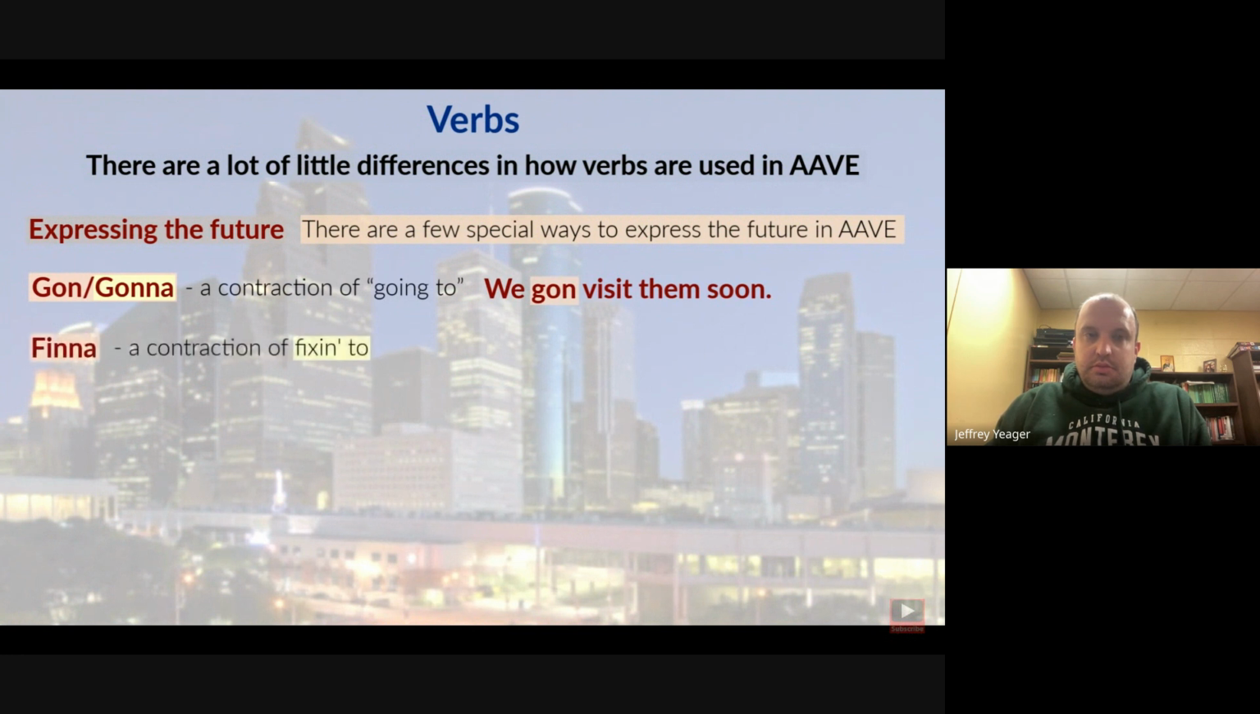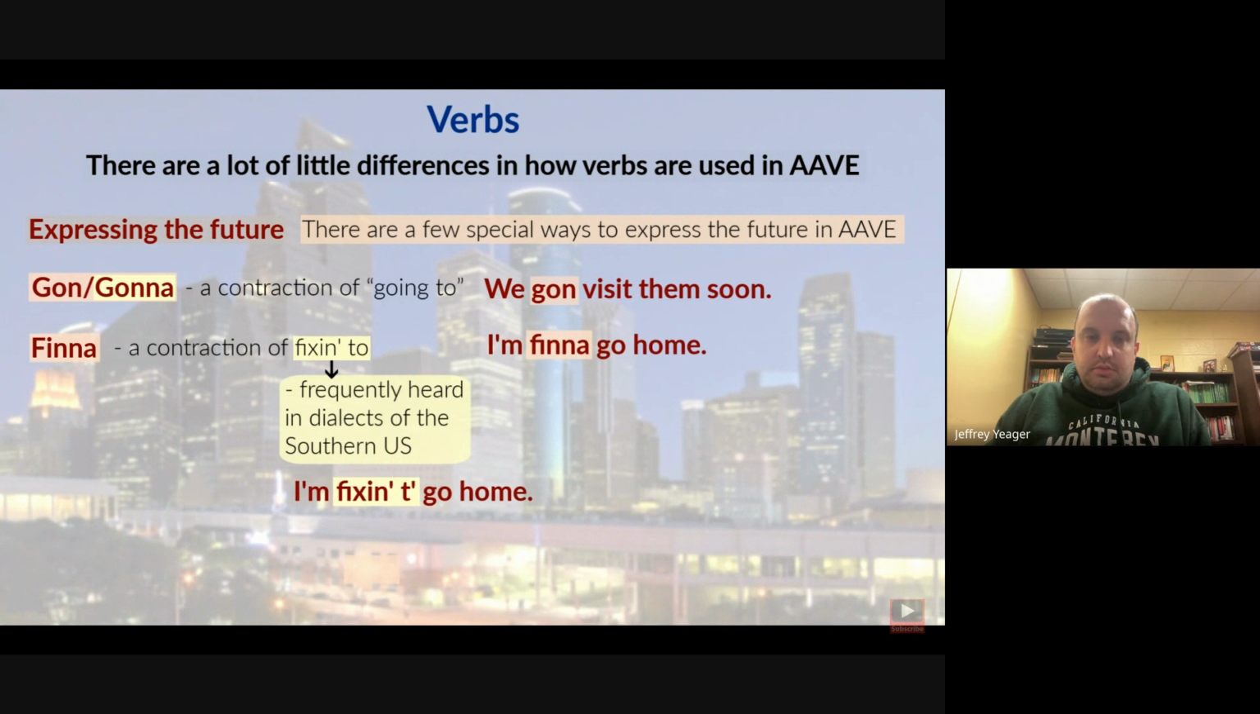Another more distinctive future form is finna. I'm finna go home. This is a contraction of fixin' to, which is frequently heard in dialects of the southern US, like I'm fixin' to go home. I'm finna hit the door in a second. Hit the door, meaning leave.